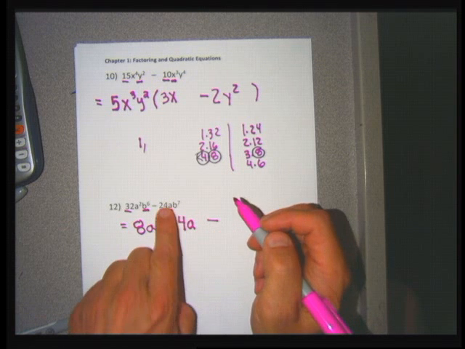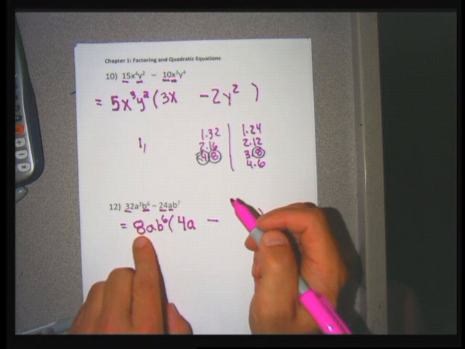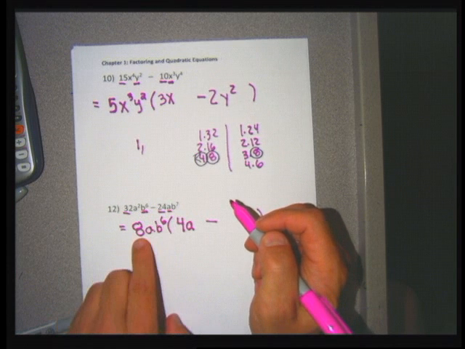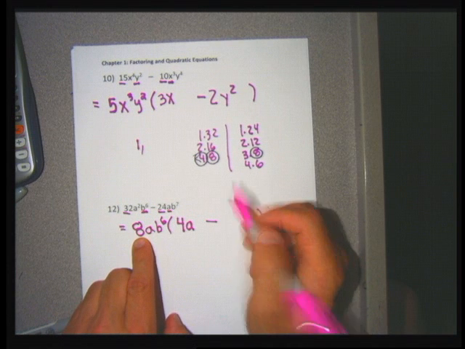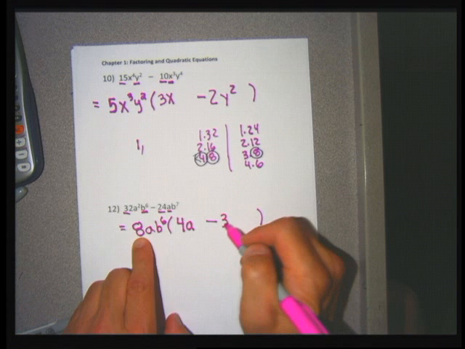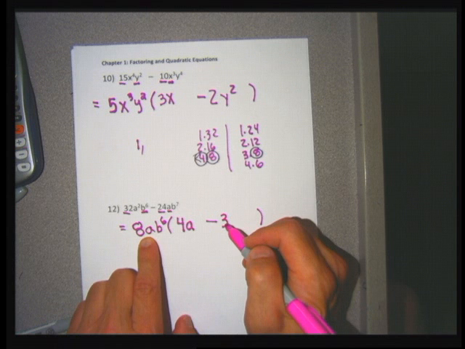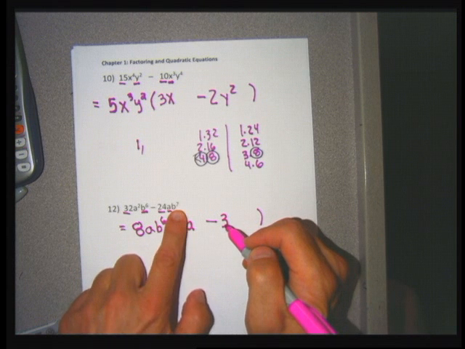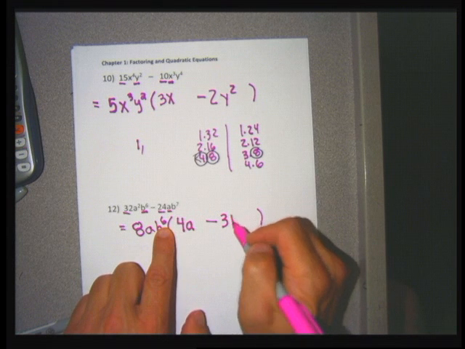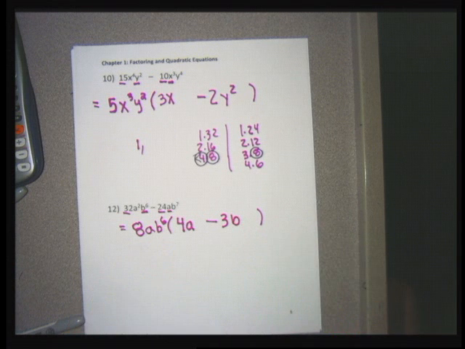Second piece, 24 divided by 8. Started with a 24. I divide by what I factored out. 24 divided by 8 is 3. It had 1a. I took the a away, so I don't need any a's after the minus sign. The second term had 7 b's. I took 6 of them away, so I have 1 b left. So inside the parentheses should be 4a minus 3b.